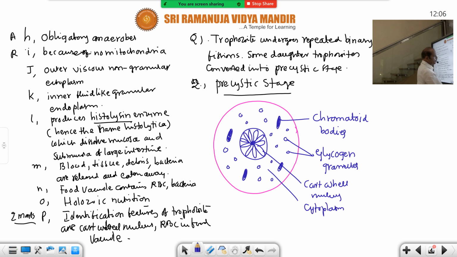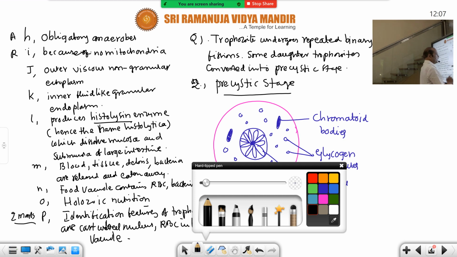Next to the trophozoite, you have to draw this diagram of the pre-cystic stage. The life cycle of Entamoeba is an 8 marks question, as I already told you. Specifically, the structure and life cycle of Entamoeba is an 8 marks question. The life cycle of Entamoeba alone is a 4 marks question, and the trophozoite structure alone is also a 4 marks question. So what are the characteristics of the pre-cystic stage? Let us see one by one.